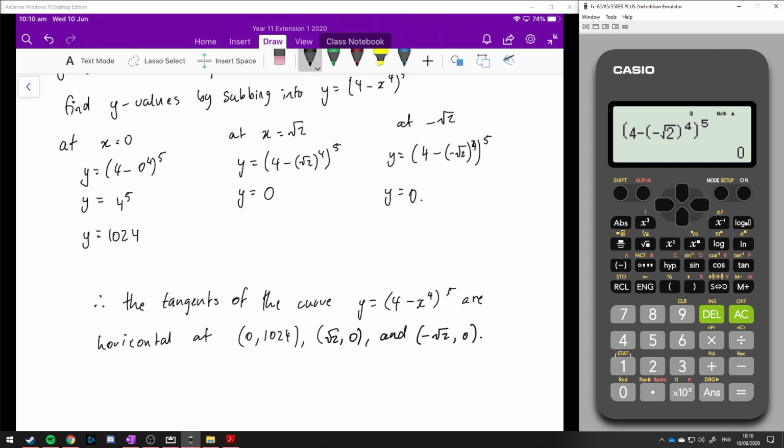With that being said, that is going to be the end of this video, and we're going to have a look at parametrics in our next one. That is when our curve is a parametric equation.